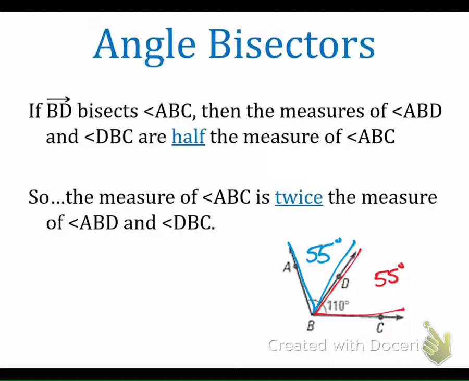So if you're given the larger angle, you just divide by 2. That's the measure of the smaller angles. Or if you're given the smaller angles, you can just multiply it by 2. That'll give you the larger one. Or just know that they're the same and then add them together. Any questions so far?